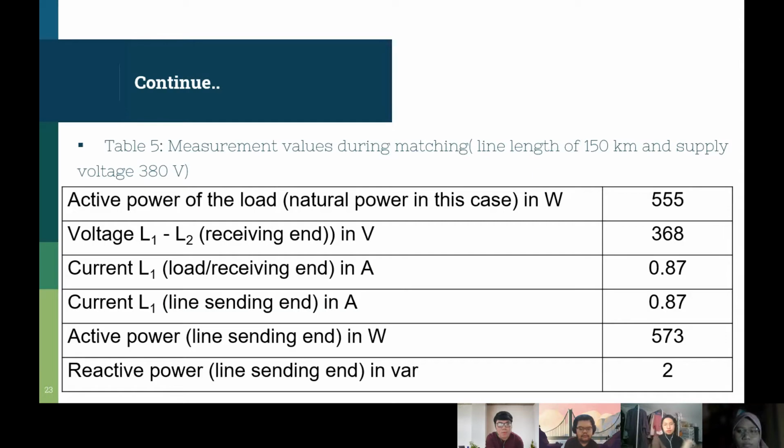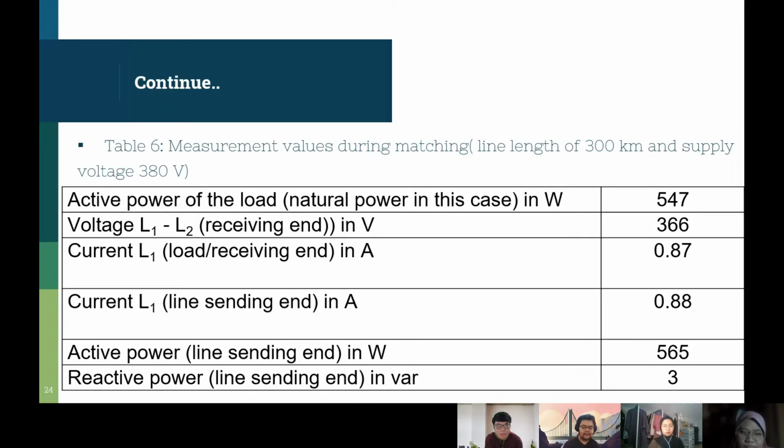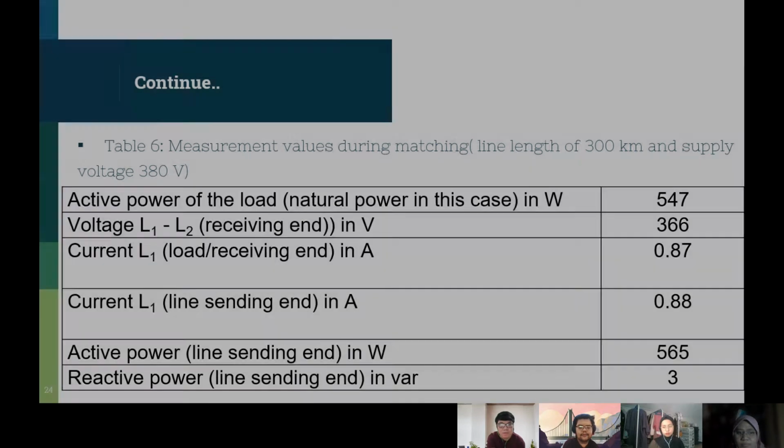Next, for table 5, measured values during matching, line length of 150 km and supply at 380 volts. These are the active power of the load and the other powers. We continue in our table, which is at 300 km, and recorded all the active power, line voltage and reactive power. Okay, next.